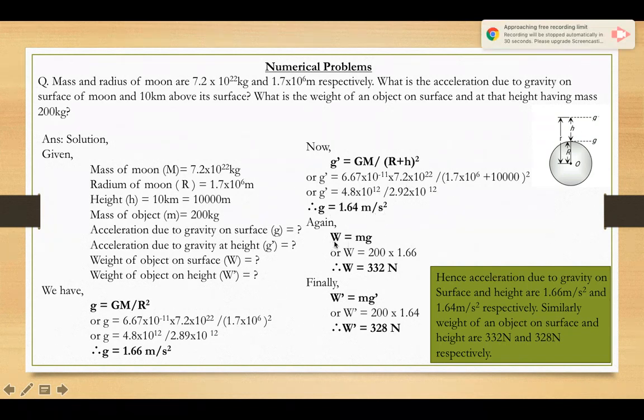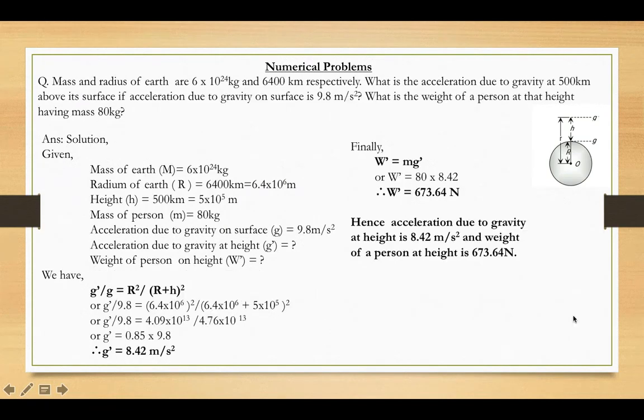And weight is asked on the surface. So you will apply this g. The g value is 1.66. If you multiply, it comes to 332 Newton. But at height, g dash, you will apply this value, 1.64. So that's why you get the result 328 Newton. So the conclusion we have written here.